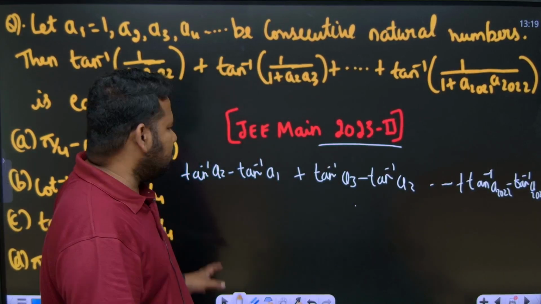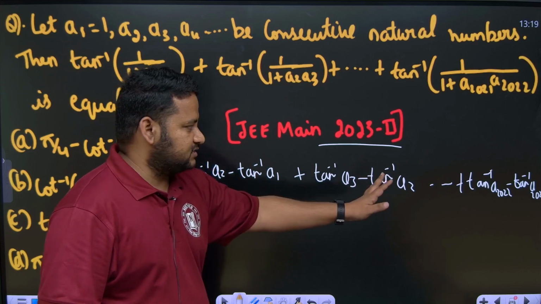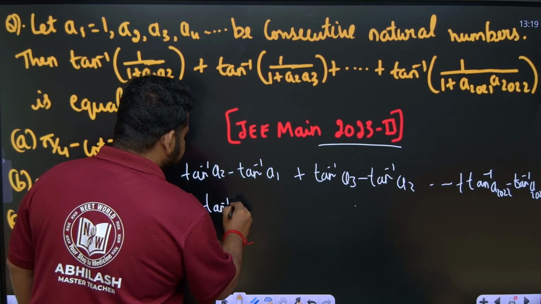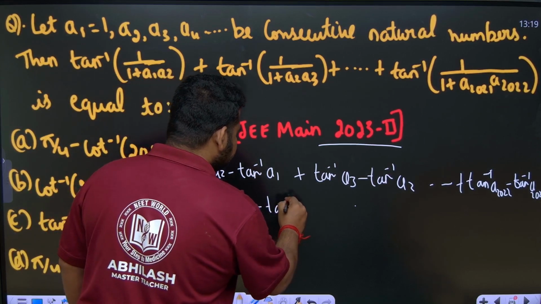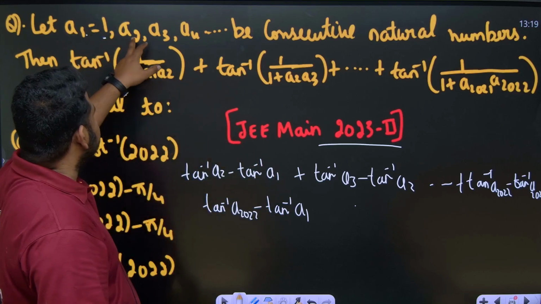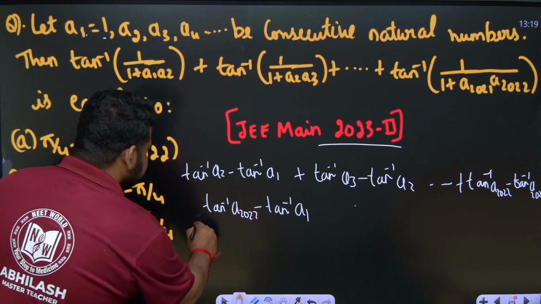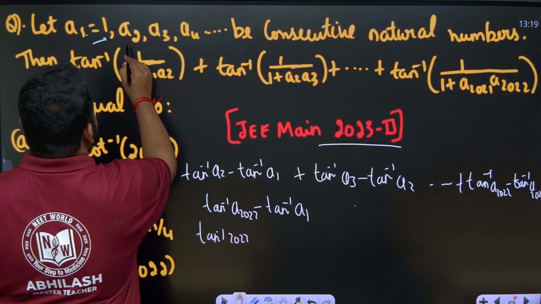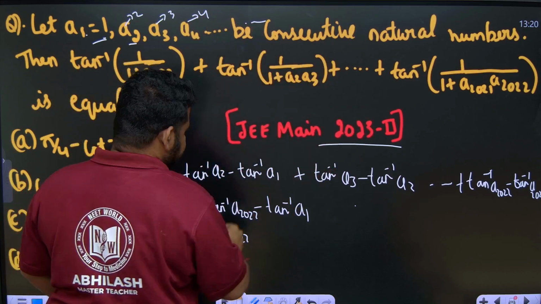Now what will happen? All the terms will get cancelled. See here, tan inverse of a2, tan inverse of minus a2, like that all the terms will get cancelled. Only the last term and the first term will remain, that is tan inverse of a2022 minus tan inverse of a1. A1 is nothing but 1, a2 is nothing but 2. Similarly a2022 is equal to 2022, because they have given a1 is equal to 1, a2 will be equal to 2, a3 will be equal to 3, a4 will be equal to 4, like that. So a2022 is 2022 itself.